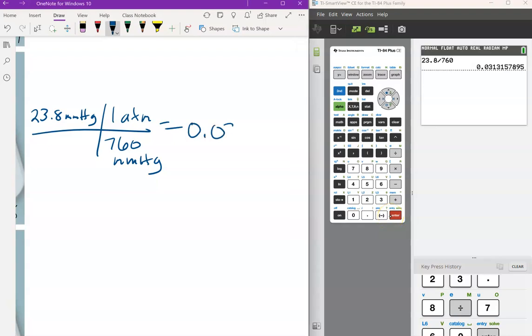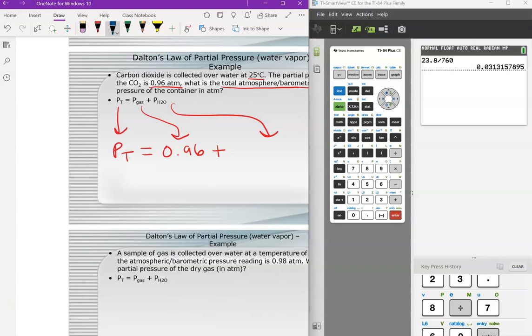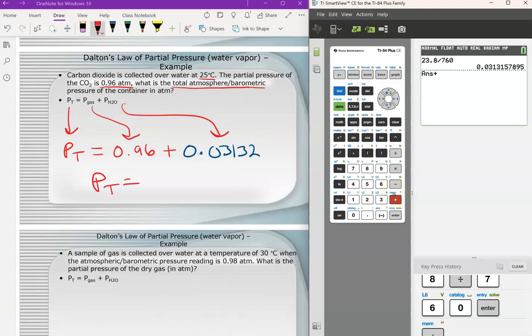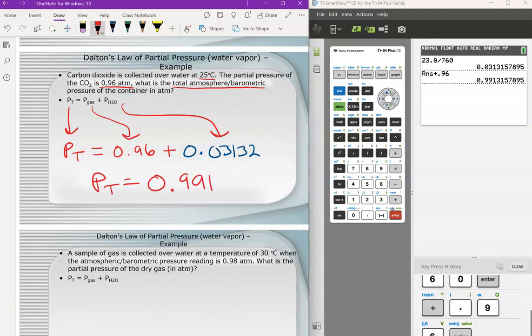So that's 0.03132 atm. I'm going to plug that in here, 0.03132, and that's also in atm. So I just have to add those two values together to find the total pressure in atm. So I'm going to do plus 0.96. My final answer would be 0.9913 atm. And that would be my answer.